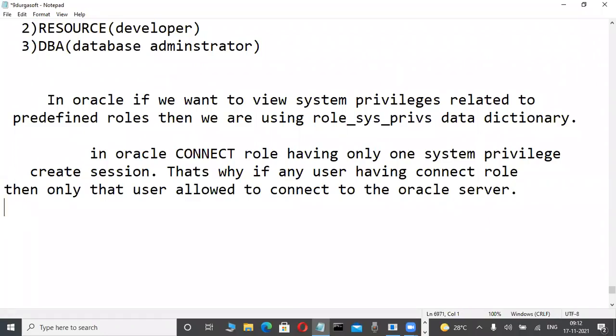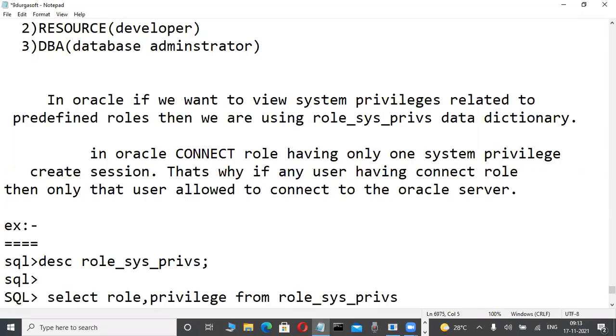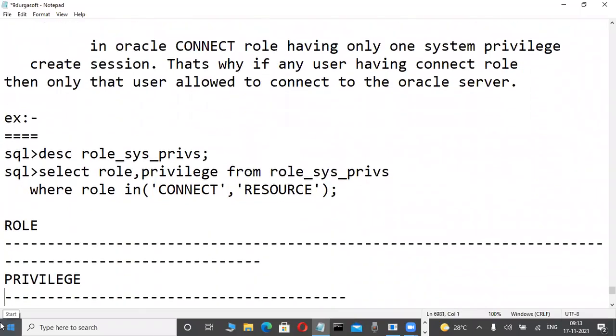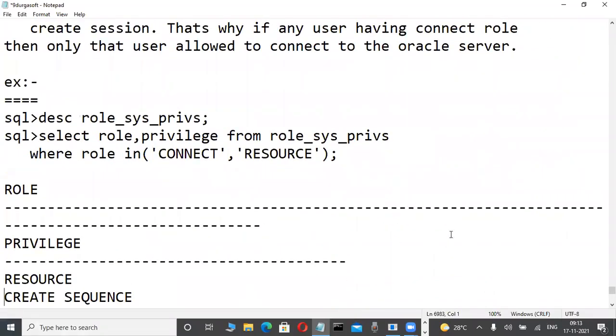Okay? Example, write it. If you are interested in viewing which role has which system privileges, write DESC role_sys_privs like this. Go to the SQL prompt. First, for connect, comma, resource role, see which system privileges are there. Just note it down. Connect and resource in capital letters, write it.